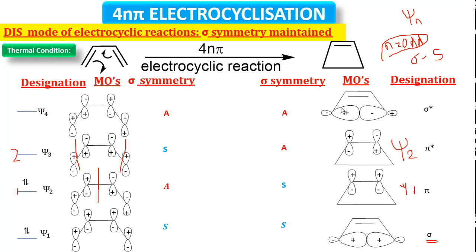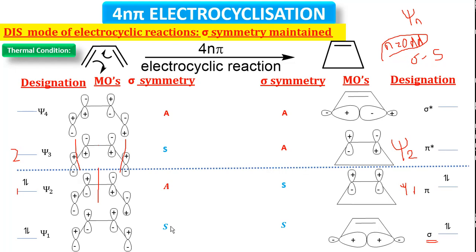Okay, so let's see the electronic configuration. The sigma bond has 2 electrons. The pi bond has 2 electrons. Classify the molecular orbitals with electrons and without electrons. Now you have to correlate orbitals of the same symmetry. Here symmetric, here symmetric, therefore correlation. Asymmetry, asymmetry, correlation. Symmetry, symmetry, correlation. And here asymmetry, asymmetry, correlation.